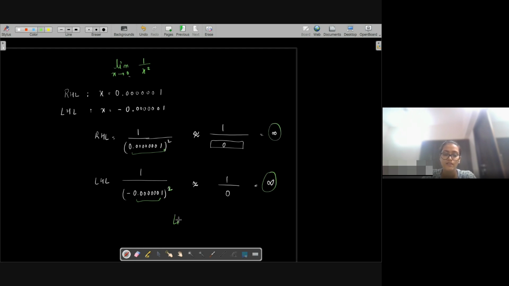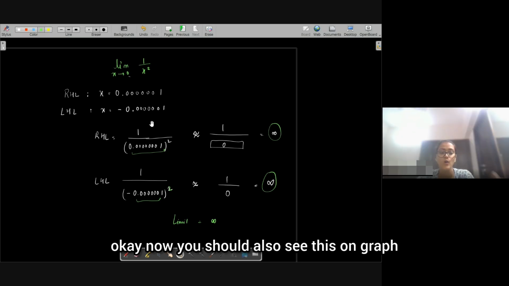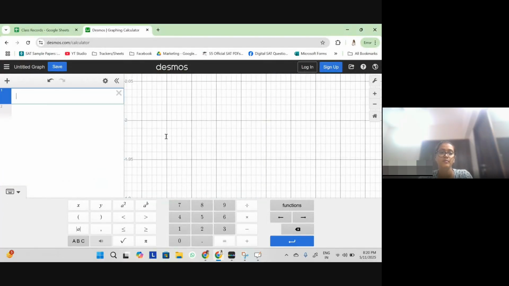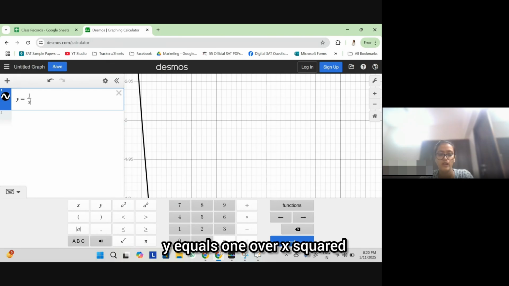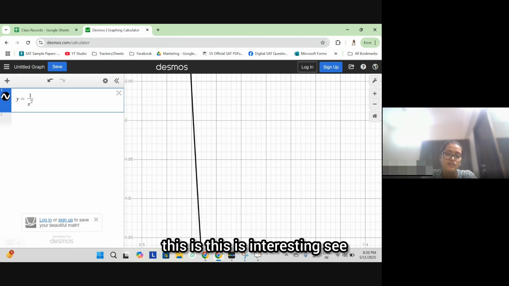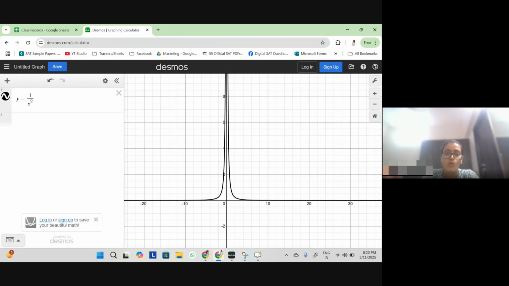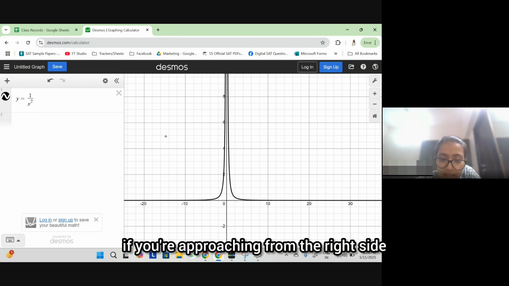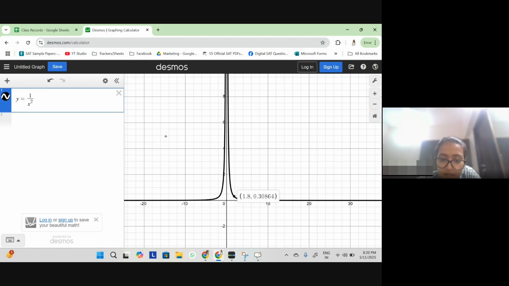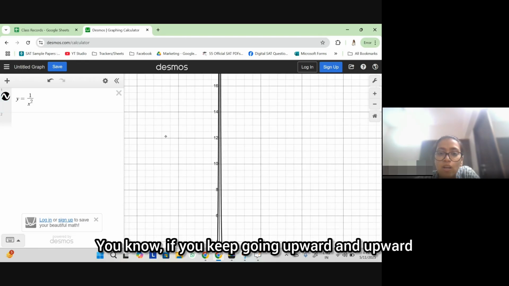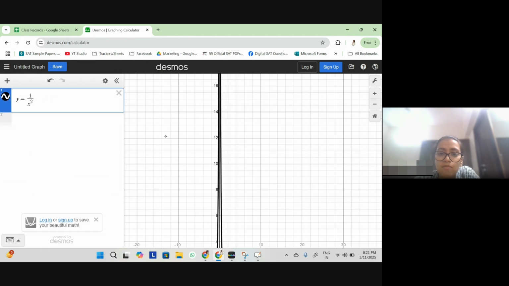So the limit is infinity. Now you should also see this on the graph, y equals 1 over x squared. This is interesting. What is happening at 0 is, if you're approaching from the right side, if you keep going upward and upward, you'll get a very big number.